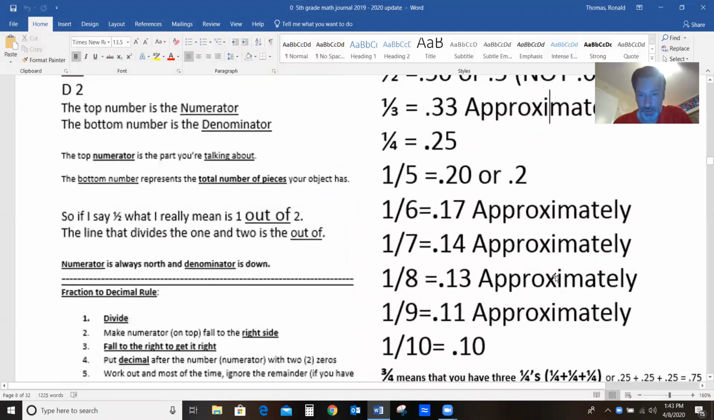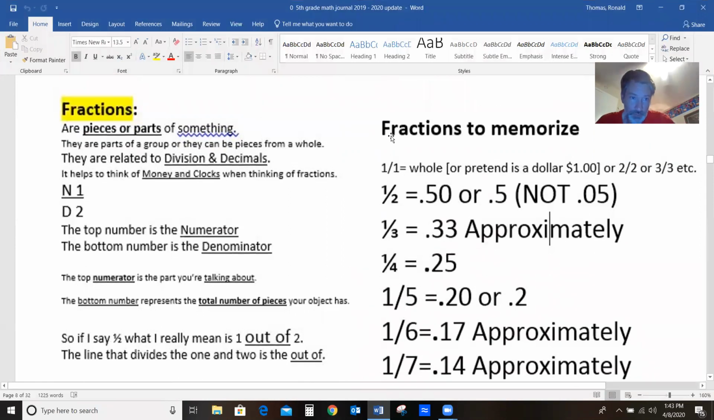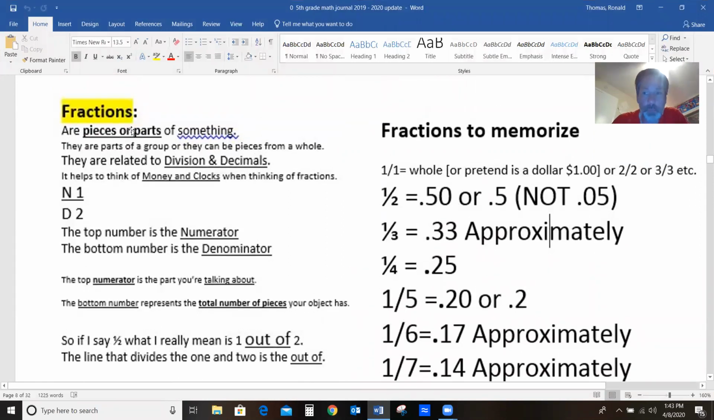In a minute, you're going to pause on this. We're going to work on memorizing those. That's very important. Just like your multiplication, this is the other key thing that'll help you, not just for 5th grade, but for 6th grade too. I guarantee. Now, fractions are pieces or parts of something.